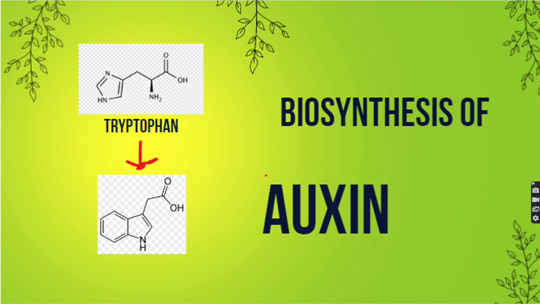Today we will understand the biosynthesis of auxin in plants. To understand the biosynthesis of auxin, we have to first understand the biosynthesis of tryptophan. Tryptophan is an amino acid which is known as the precursor of auxin.